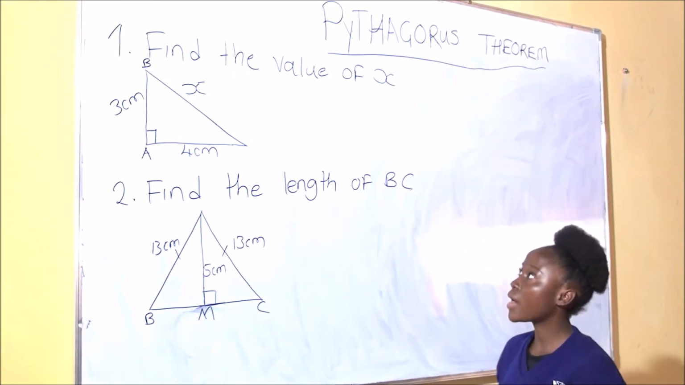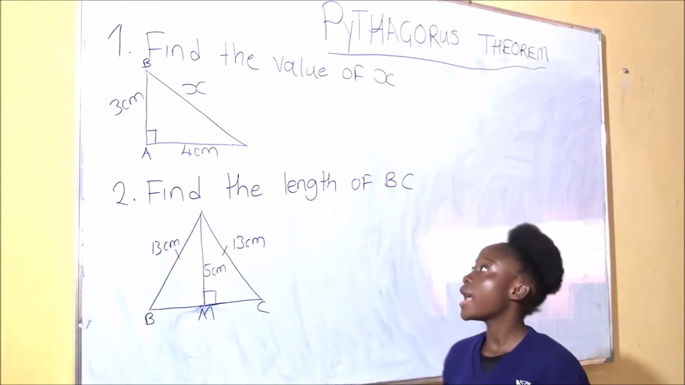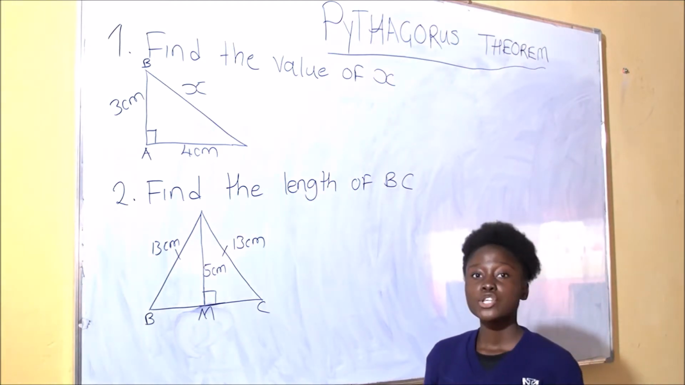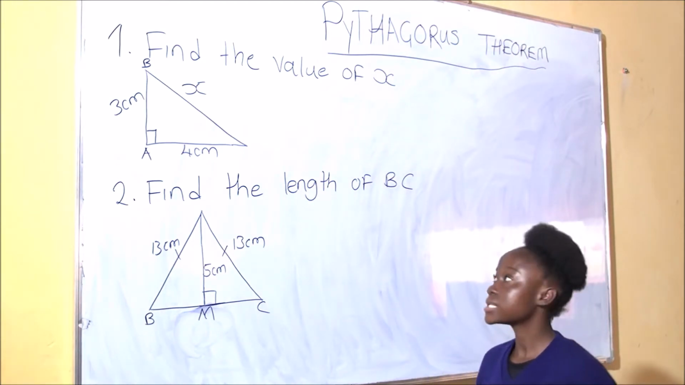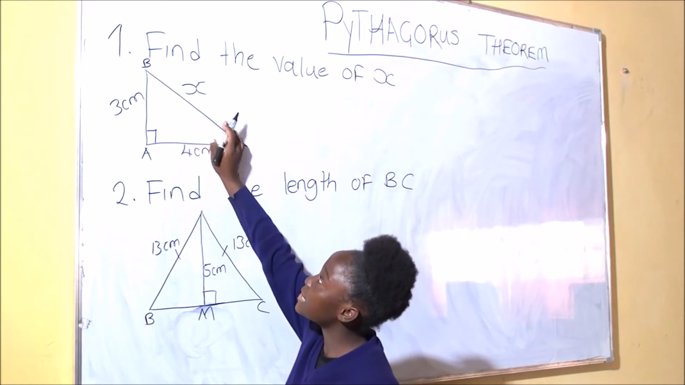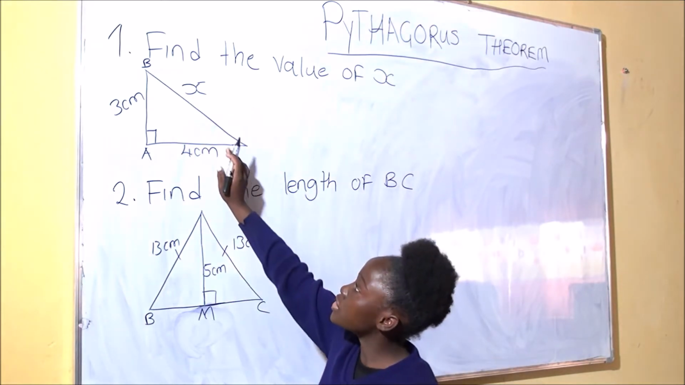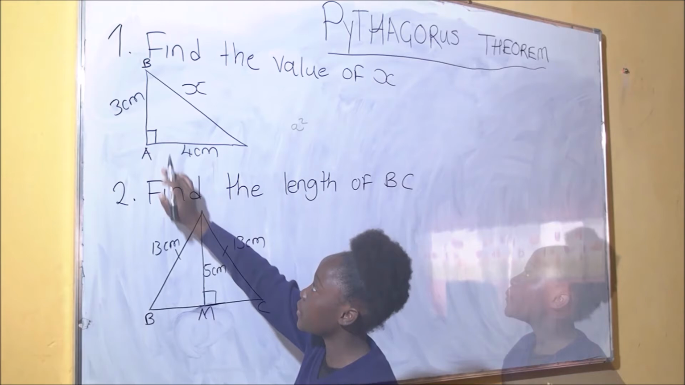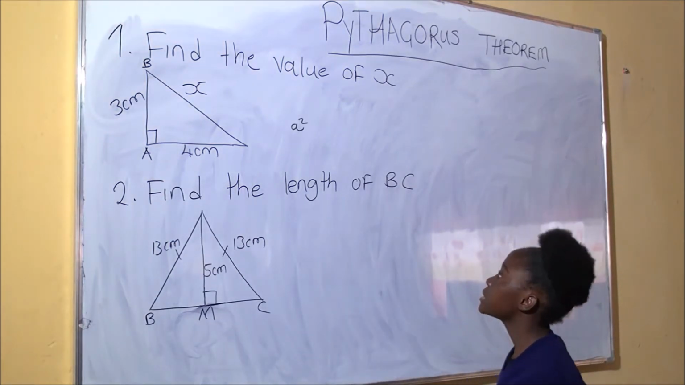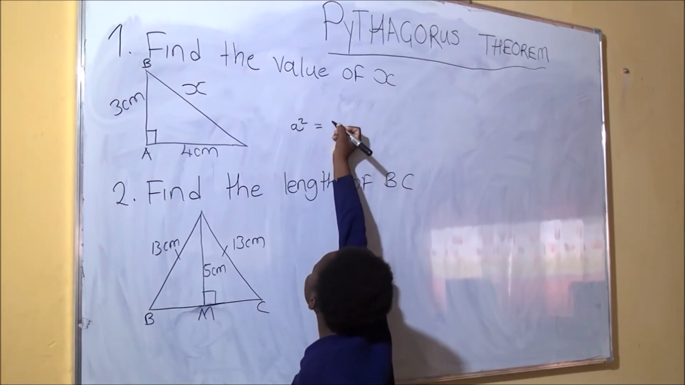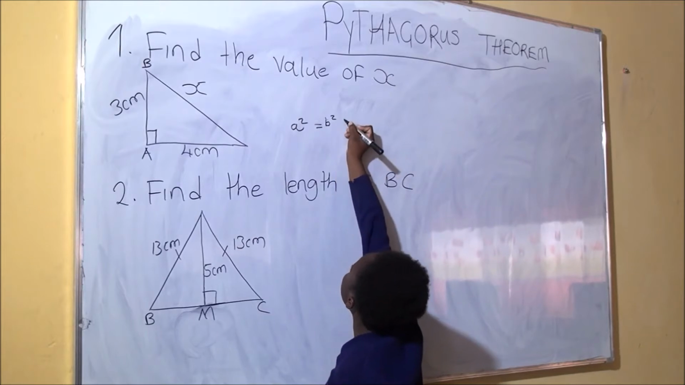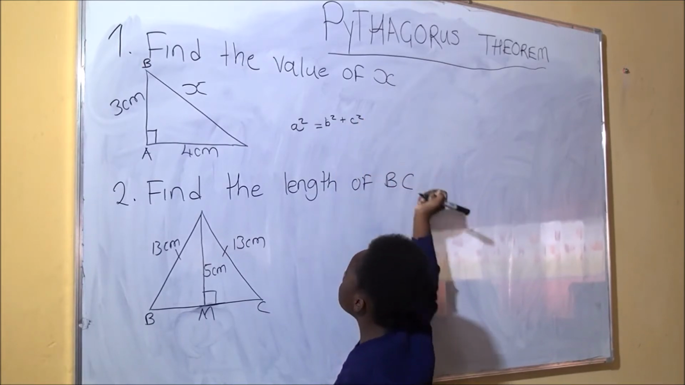The Pythagoras Theorem mostly looks at a triangle. A triangle has 3 sides, 2 adjacent and 1 hypotenuse. The hypotenuse is the longest side of a triangle, and the hypotenuse is always opposite to the 90 degrees angle. The formula for Pythagoras Theorem is a squared equals b squared plus c squared.